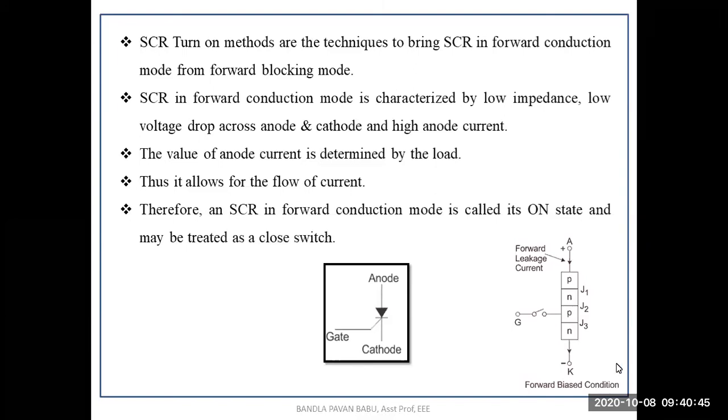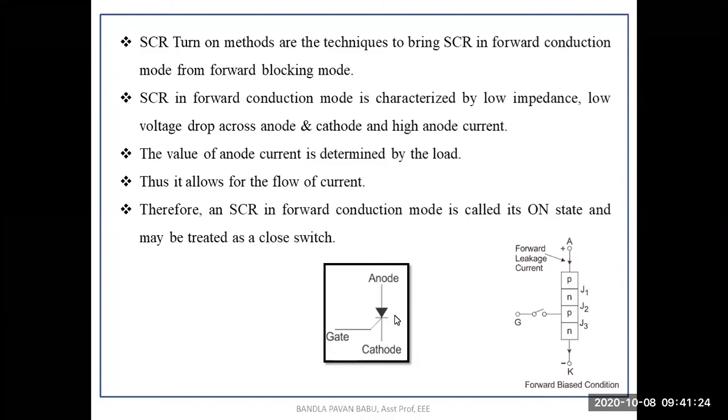when simply the anode is fed with positive and the cathode is fed with negative, it is in forward blocking state. Now our objective is to allow the current to flow from anode to cathode. That means when the switch is closed, consider it as a switch, from anode to cathode the current has to flow. When the switch is completely closed, that means the SCR is completely turned on. And when the switch is opened, there will not be any current flow from anode to cathode.